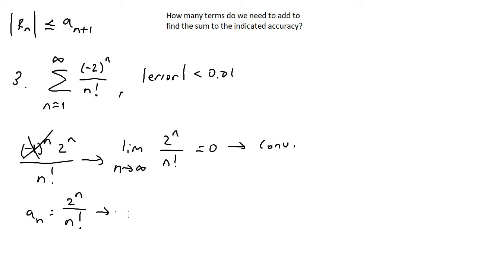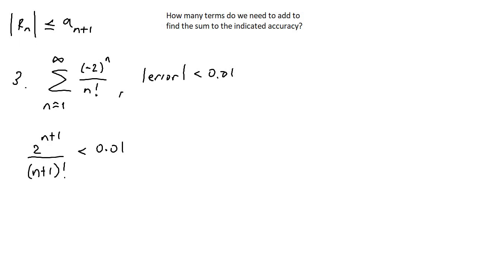And so a sub n plus 1 is going to be equal to 2 to the n plus 1 over n plus 1 factorial. Since the error needs to be less than 0.01, or 1 over 100, we're going to set that less than 0.01. When it comes to these types of problems, you can basically just guess and check by plugging in different values. Let's first plug in n equals 6.